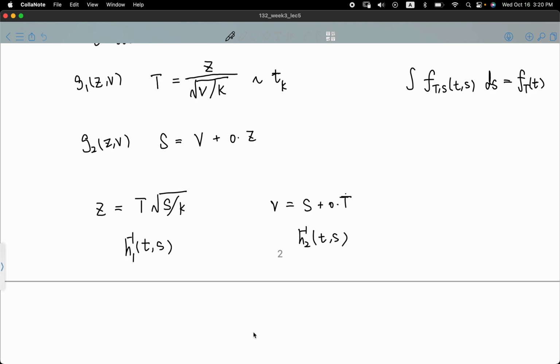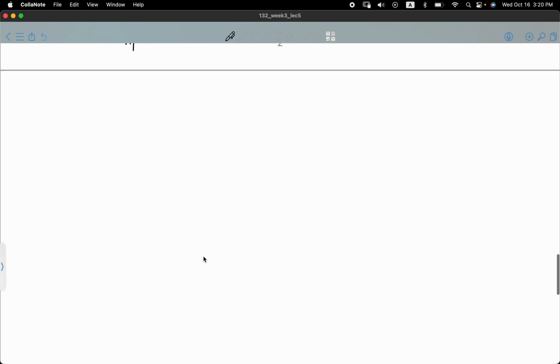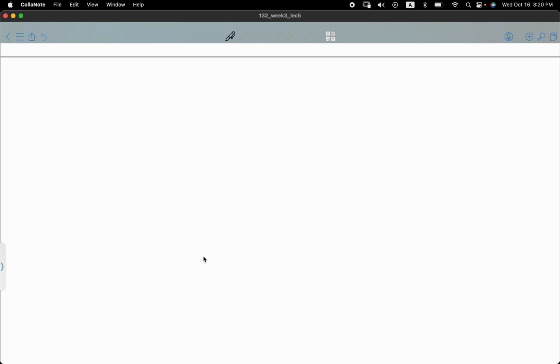Okay, so once we have the g and the h inverse, let's make the Jacobian for the transformation. So here we are going to use j2.